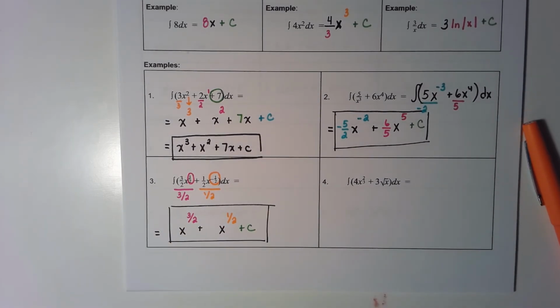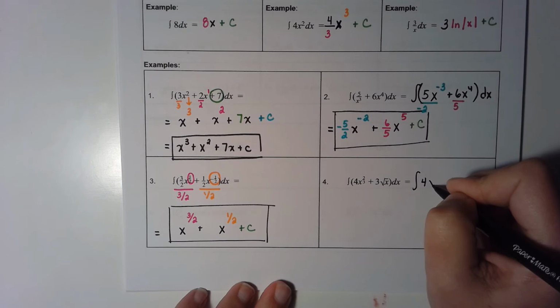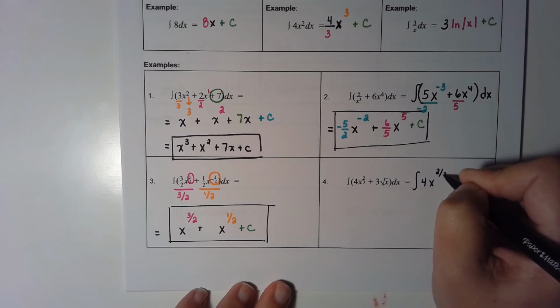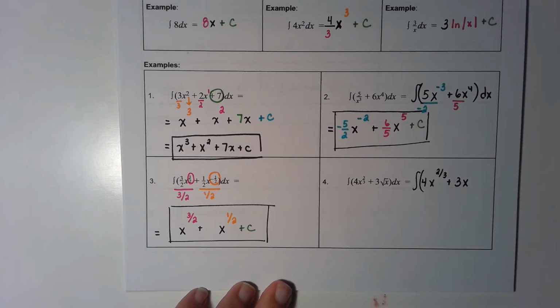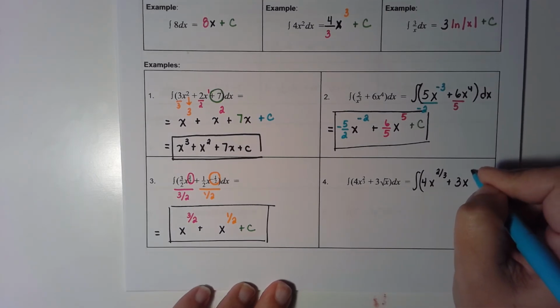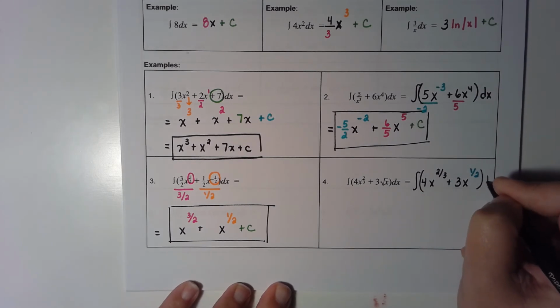And last but not least, we have a problem with a root in it. Now, I like to rewrite roots as exponents. So this would be the integral of 4x to the 2/3 plus 3x to the 1/2. A square root is a 1/2 power. There we go. And then I would have dx.